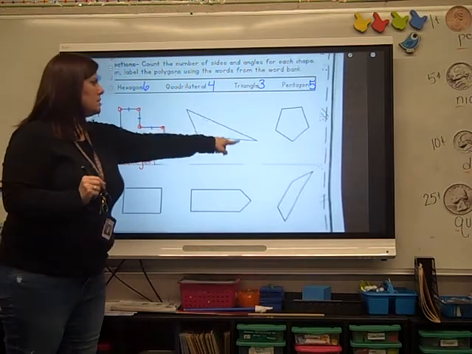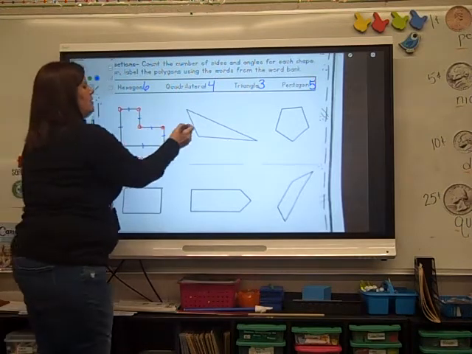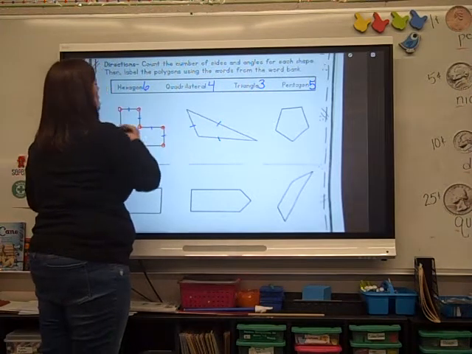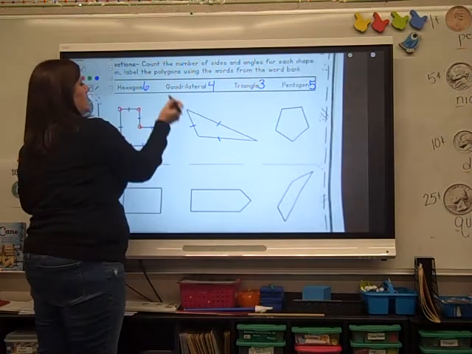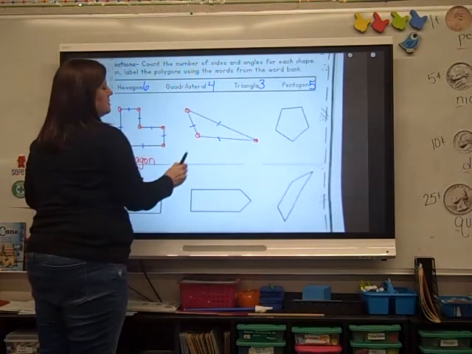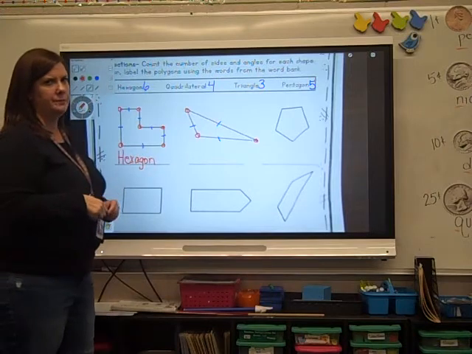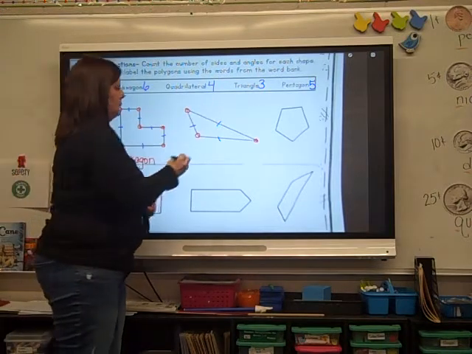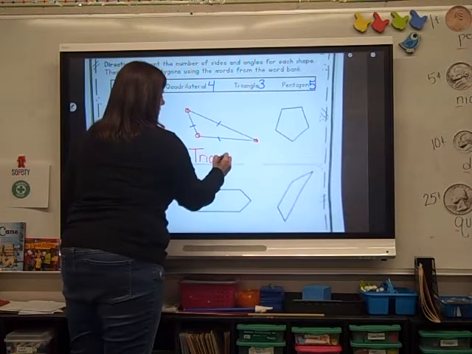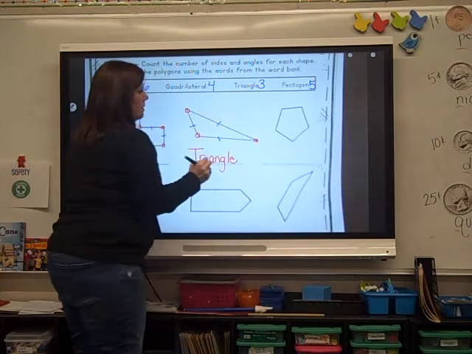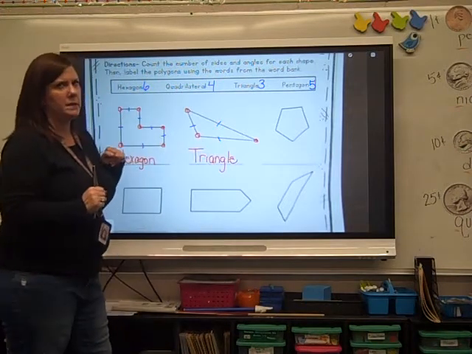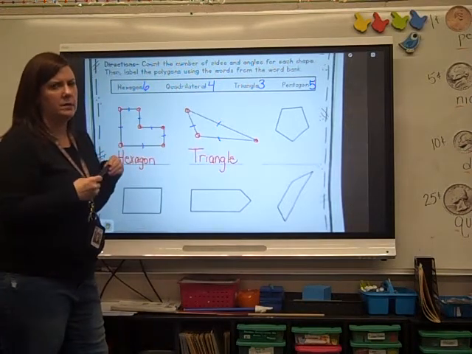All right, let's look at this shape. Count the sides. I think you all already know what this one is. 1, 2, 3. Let's count the angles. 1, 2, 3. So what's the name of this polygon? Right, triangle. All right. I'll give you a minute to get that. I know I write a lot quicker than you guys do sometimes.